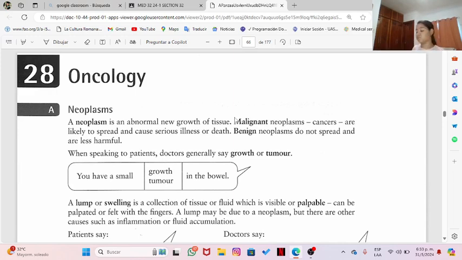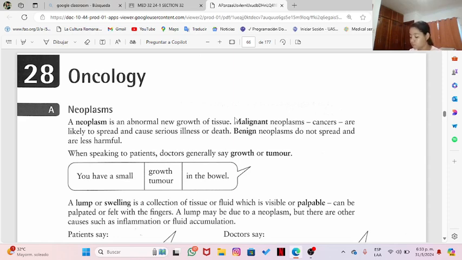Oncology, part 28. Oncology. Neoplasms. A neoplasm is an abnormal new growth of tissue.